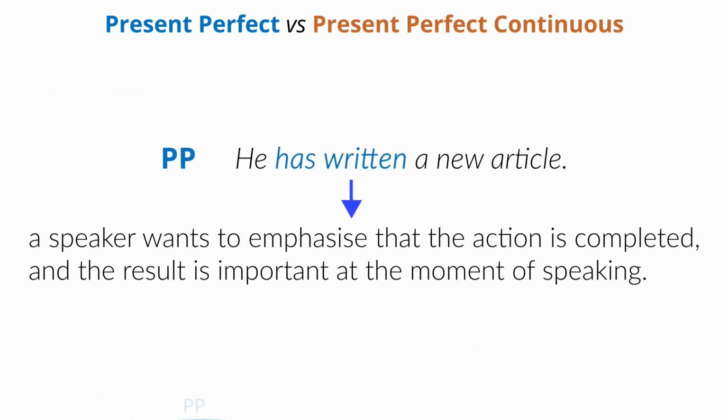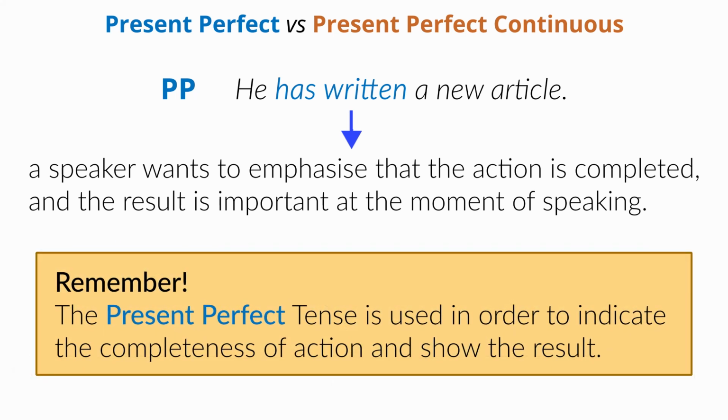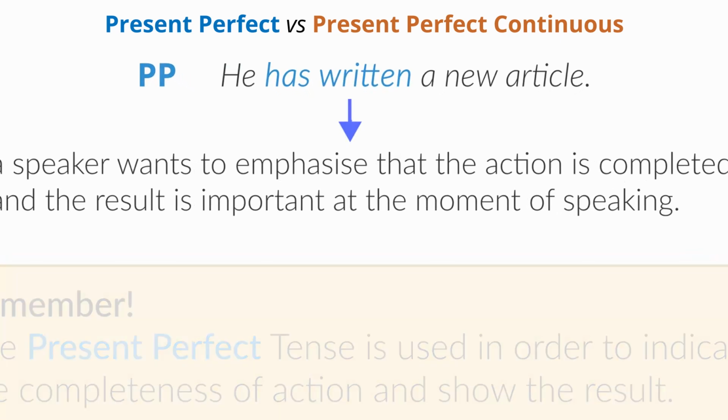In the phrase, he has written a new article, a speaker wants to emphasize that the action is completed, and the result is important at the moment of speaking. That is why the present perfect tense is used. Remember, the present perfect tense is used in order to indicate the completeness of action and show the result.